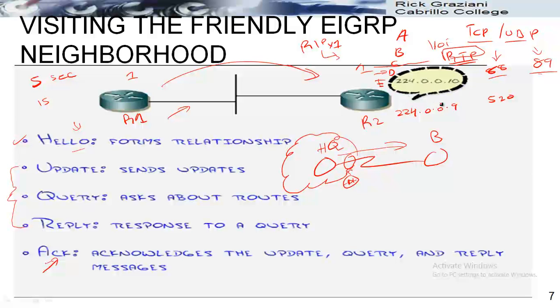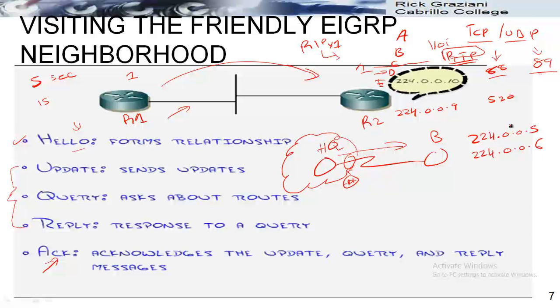Those are some of the stats that you need to note for these routing protocols. OSPF uses 224.0.0.5. OSPF has two; you have another one, 224.0.0.6.